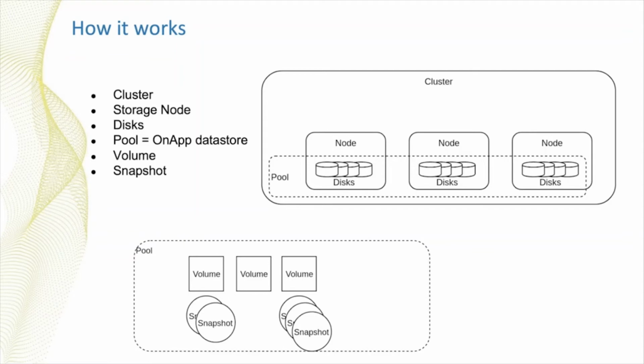The top part of the diagram is the physical view, so storage nodes, disks, and pools. And the bottom side of the diagram is more the logical side of things. In a storage pool, which corresponds to an OnApp data store, you have volumes and snapshots. You can create thousands of volumes, and each volume corresponds to a virtual disk. And for each volume, you could keep a number of snapshots. Next slide, please.